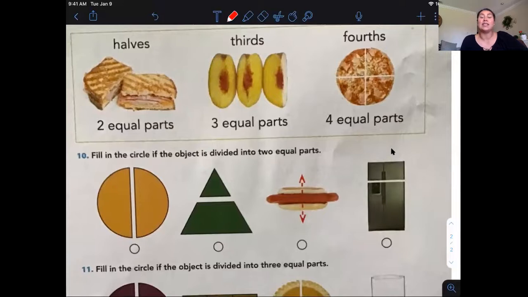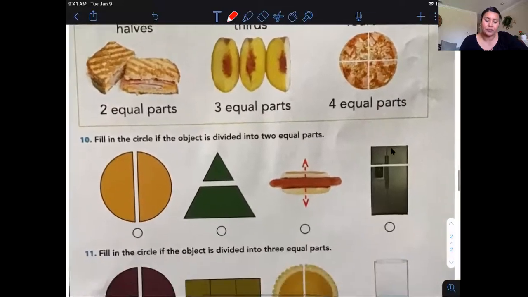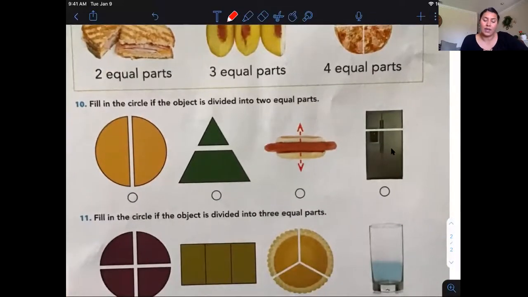All right, when you cut something in half, think about if you ask your mom to cut your sandwich in half. Oh, there's a sandwich there. How many pieces do you get? 2 pieces. Now, if you cut it in thirds, how many equal parts do you get? 3 equal parts. And if you cut it in fourths, like that pizza there, you're having 4 equal parts. All right, we're gonna use the top as our guide, okay, to help us. Fill in the circle if the object is divided into 2 equal parts.